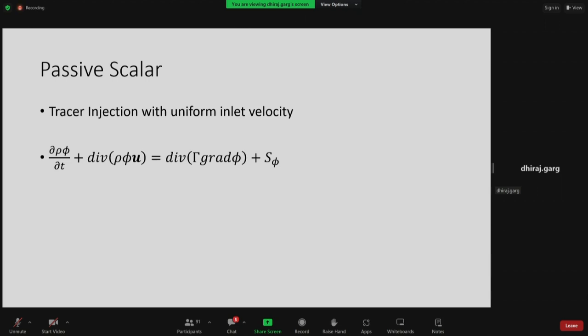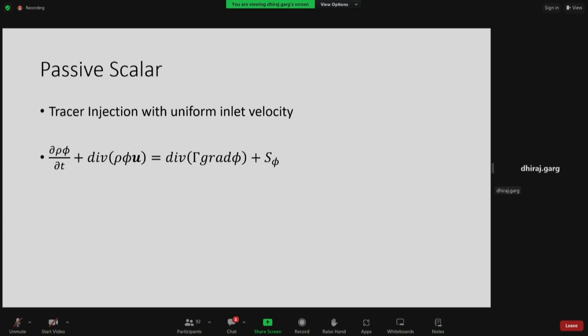Otherwise, like an ink, it will diffuse through the fluid and cover the whole cross section. So if you are not assuming any diffusion, which term should become zero? Can somebody guess or tell me? Divergence of grad phi. Right. So the third term is the diffusion term. So this will become zero.